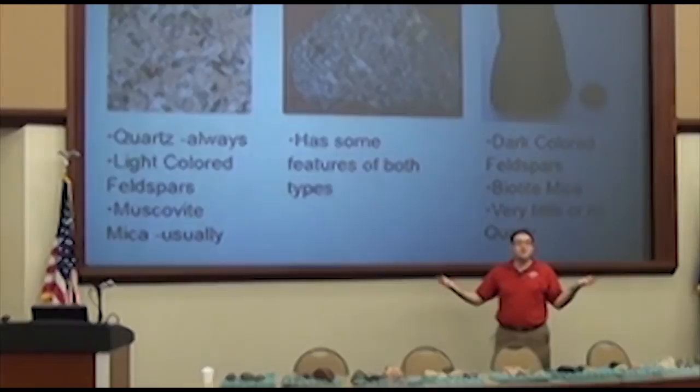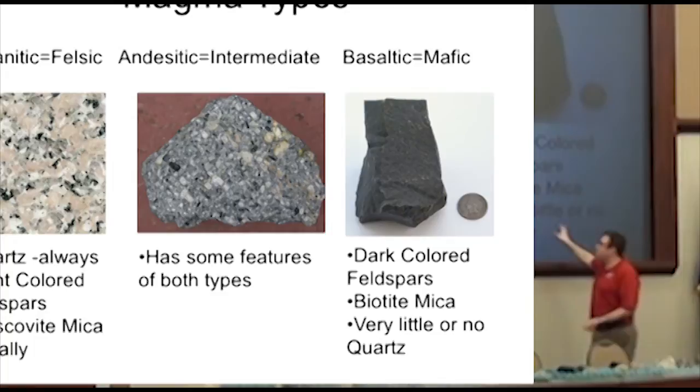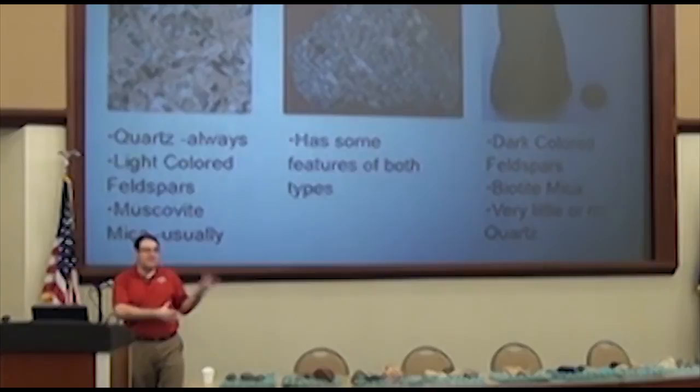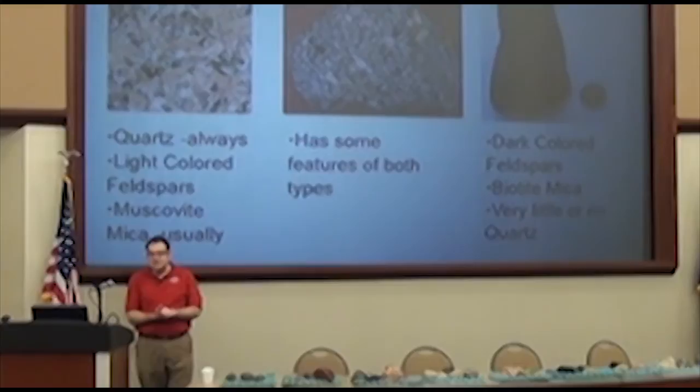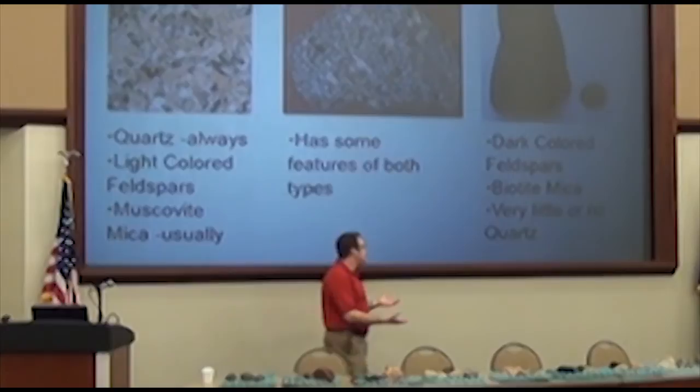On the other side of the spectrum, we've got dark magmas. These magmas are like what we see in Hawaii, right? They're basaltic magmas or mafic. Mafic and basaltic are the same thing. So these ones actually make real violent volcanoes. These ones make pretty slow volcanoes. So the mafic ones, they're dark colored, there's biotite mica, there's lots of feldspars. There's not very much quartz. That's the one thing that you need to know with the mafics.